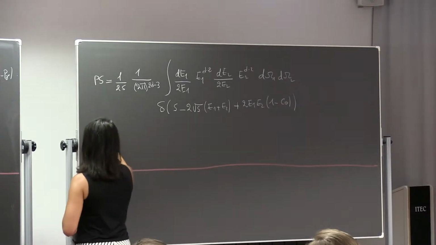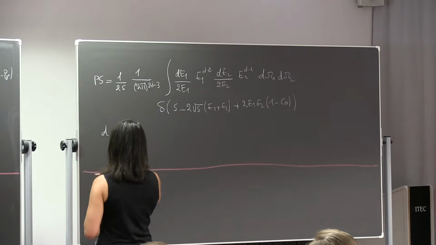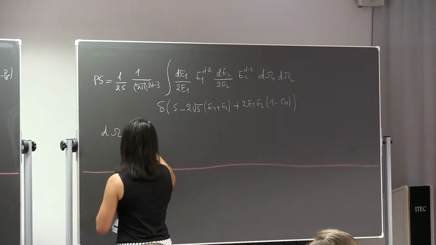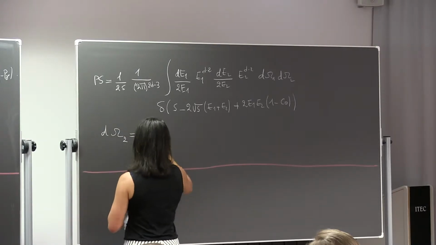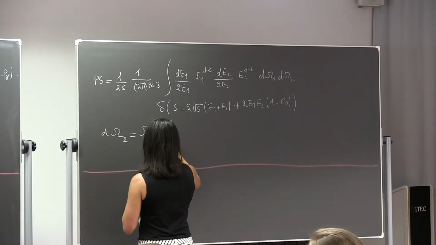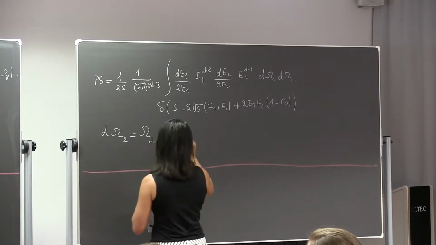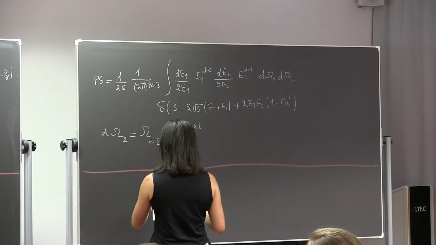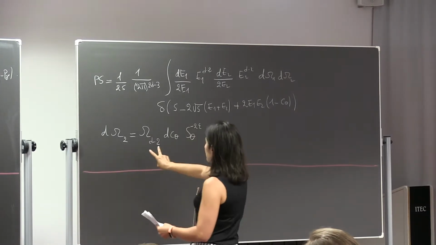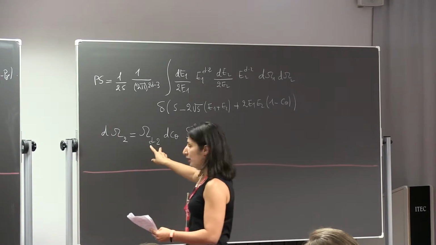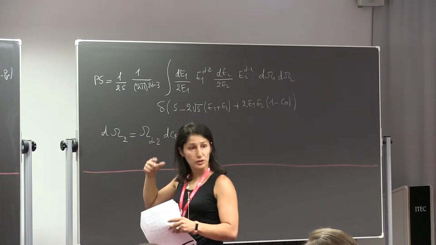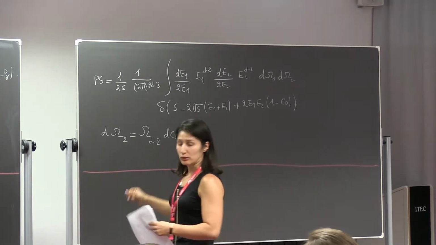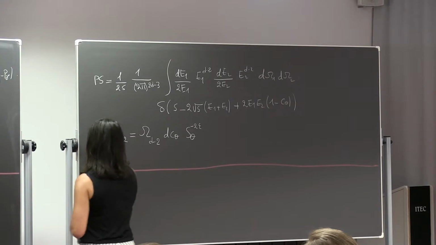Now the omega 2, because we have this integration over cosine theta, splits into a d minus 2 angle omega times d c theta times s theta to the power minus 2 epsilon. And now, because there is no dependence on this azimuthal angle omega d minus 2, I can integrate inclusively over it, and I only keep explicitly the c theta integral. So let's write it explicitly here.